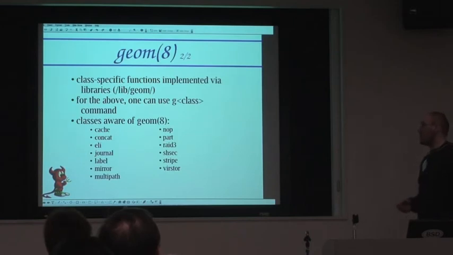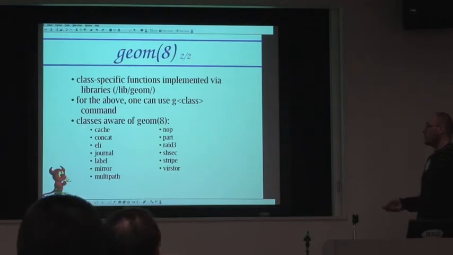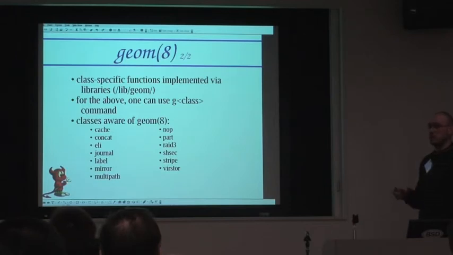And we have GEOM classes that are aware of the geom utility. Actually, quite a lot. You can control all those classes using the geom utility. So this is one utility, and the class-specific functions are implemented using a shared library, which is stored in the /lib/geom directory.